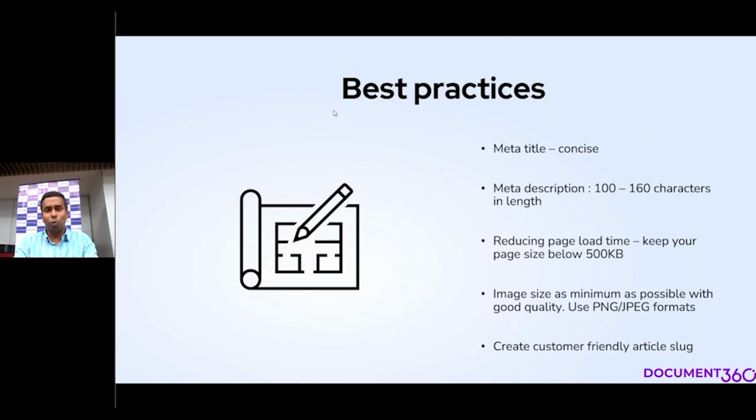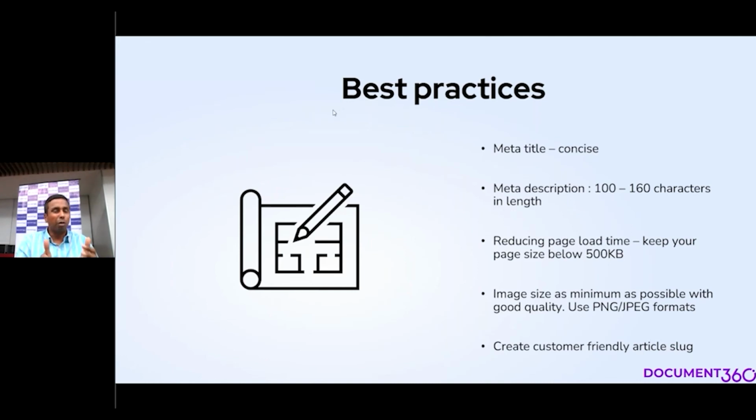So coming back to a few best practices and tricks, ensure you write the meta title very concise and precise. Very crucial. As I said, that's the first thing that your customers will actually see. So it has to be concise. The meta description has to be well within 100 and 160 characters in length. More than that, Google might truncate it, or if you see it on your mobile phone, it might not appear properly. So restrict it between 100 and 160 characters, and ensure your page size is below 500 KB.